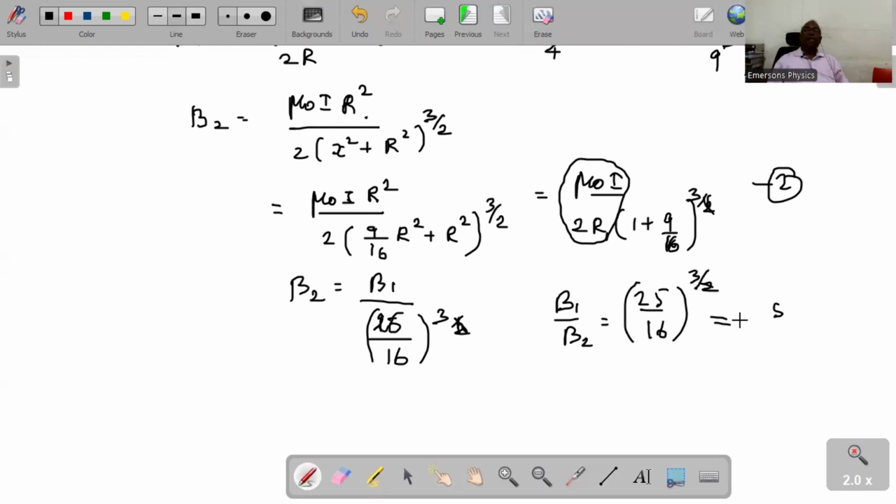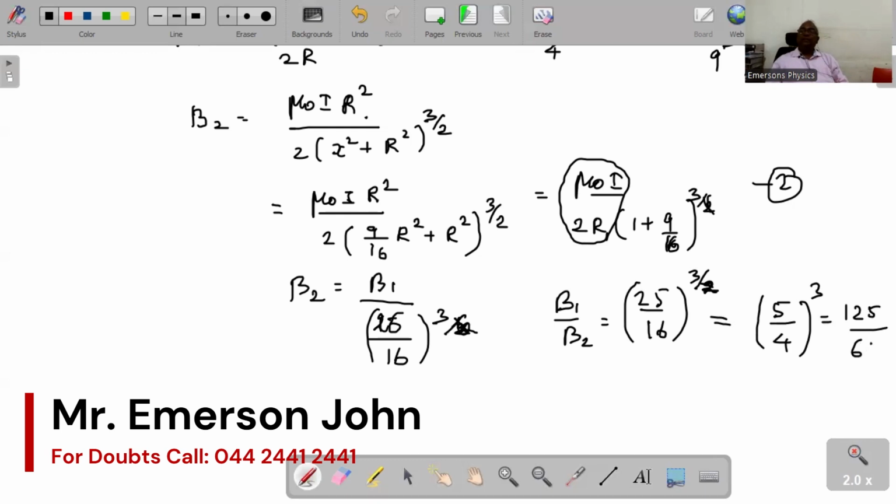Here already this is the term, r squared can be taken out, okay, 3 by 2. This also 3 by 2. Here when you take the cube root, square root, 4 to the power of 3, which is 125 by 64, is the answer.